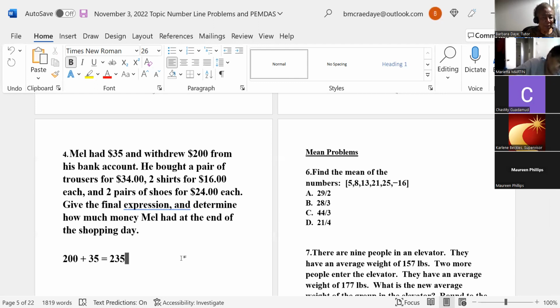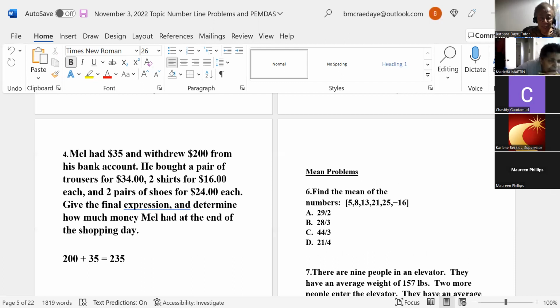Okay. Now, first step, Marietta said she add 200 plus 35. That's how much total she has, $35 plus the 200 from her bank account. Now, what did she spend? Okay, Maureen, tell me, how would you write what she spent? This is going to be 235 total, and it will be minus something. What are we subtracting from that?